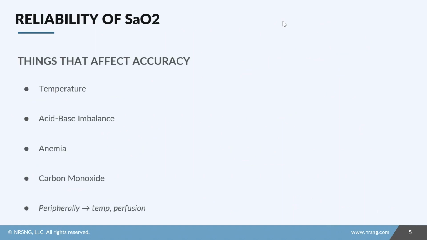Now, what I want you to know about the SaO2 is that there are some things that are going to affect its accuracy or its reliability. So because of these things, you may see a high SpO2 or a high SaO2. So this SaO2 is arterial, SpO2 is peripheral, so that's pulse oximetry. So you may see these high numbers, but then the patient's actually not oxygenating very well at all.